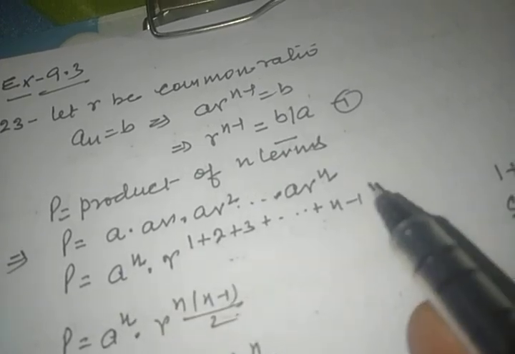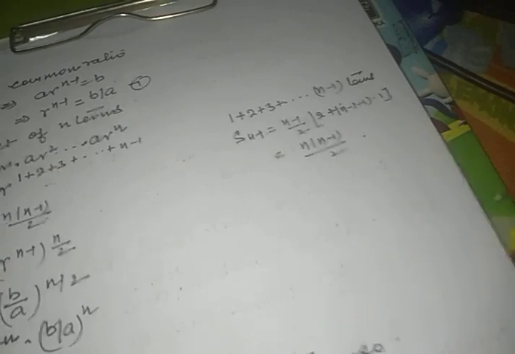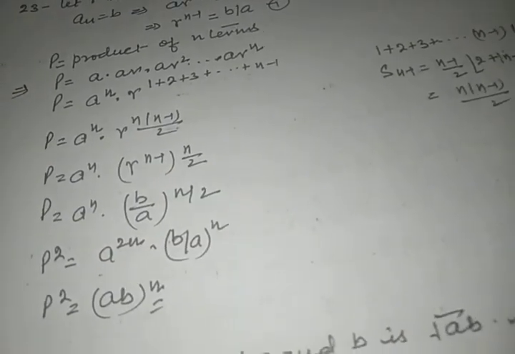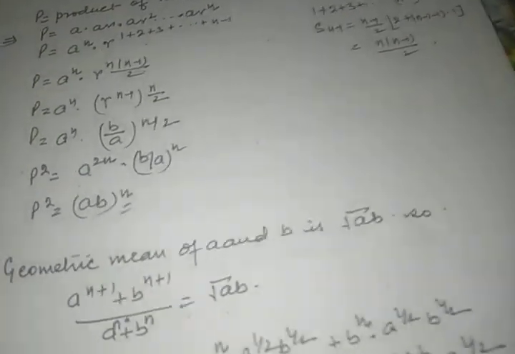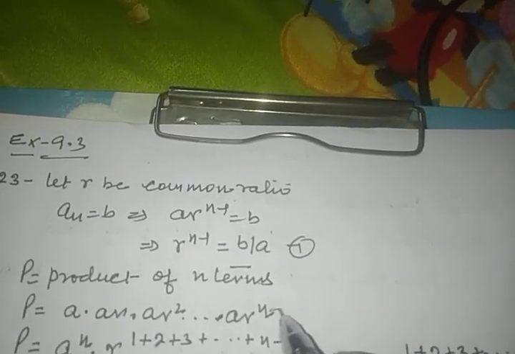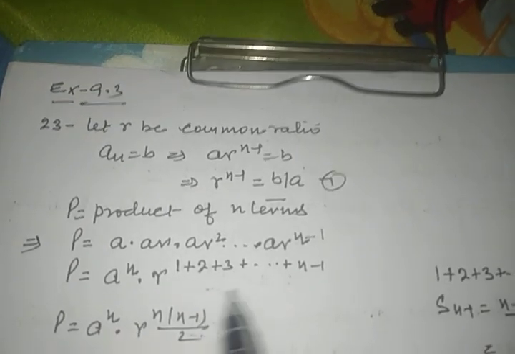It will be a to the power n, since a is multiplied n times. Okay, now see about r. What will r be? r will be added 1, 2, 3, 4. Since r does not have n terms, it has only n minus 1 terms here. So it will be moving up till r^(n-1), up till the n minus 1 term.